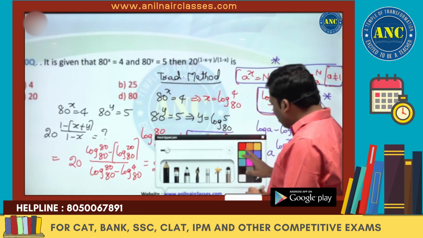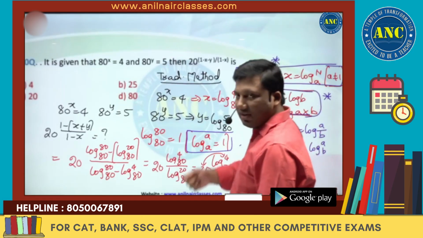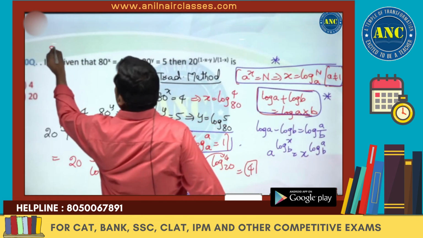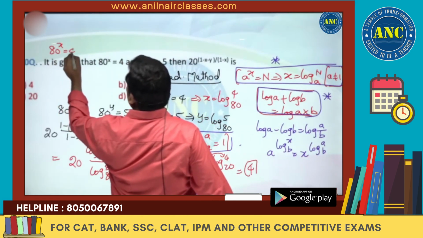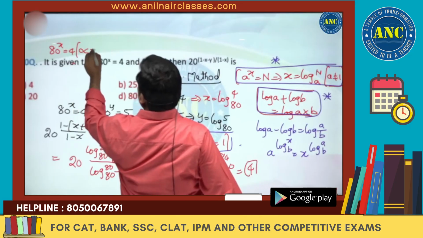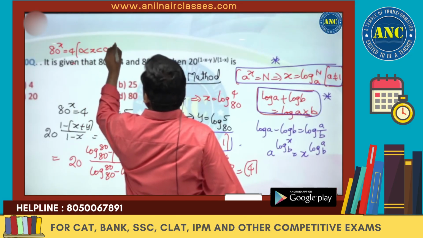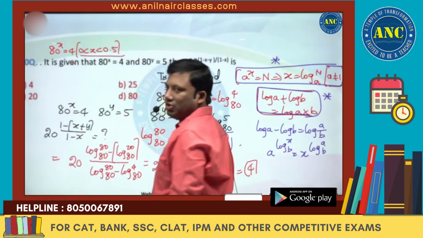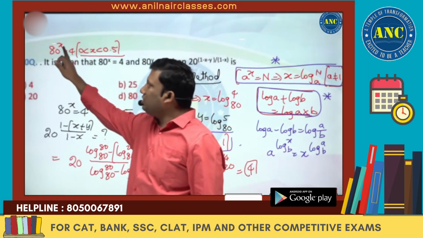Now if this question is given to me, how I will solve it is, see here, 80 power x equivalent to 4. Can I say x lies from 0 to 0.5? X lies from 0 to 0.5. 80 power 0.